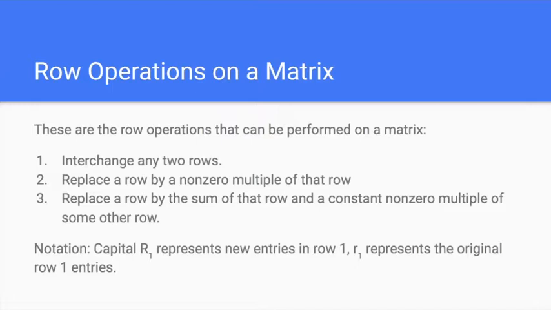If you see a capital R, that represents the new row, what's going to go into the new row. If it's R1, that'll be the first row, R2 would be the second row, etc. And if you see lowercase letters, r1, r2, r3, that means we're taking what is currently there in row 1 or row 2 or row 3, and we're going to do some math with it, and then we'll store our answer in whatever the capital letter R is.